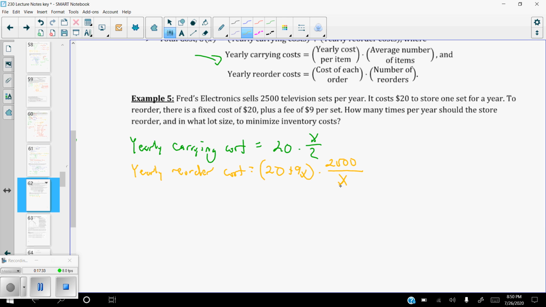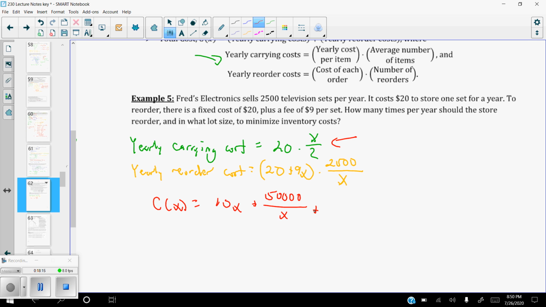Let's go ahead and simplify as we go. So the first one, the carrying cost, is 20 times x over 2. Well, that's just 10x. So this will be our cost function, 10x. And that comes from simplifying this one. And then in the next one, we're going to have to multiply 2,500 times 20. Well, 2,500 times 10 is going to be 25,000, so times 20 would be 50,000. So that's going to be 50,000 over x. And then when I multiply the 2,500 over x times 9x, the x's are going to cancel out.